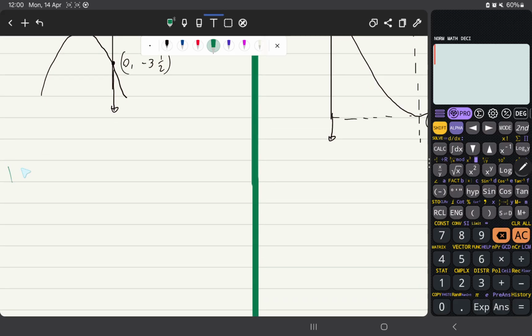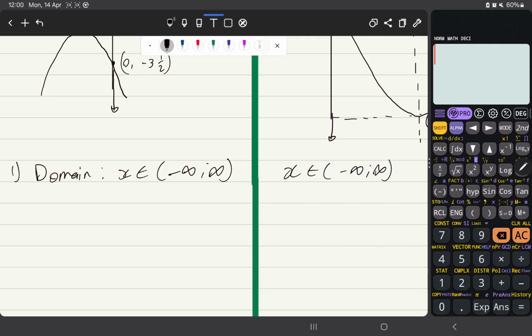So number one, we talk about the domain. The domain of a parabola is very easy, guys. It's negative infinity to positive infinity. You don't have to think about it. It's just very easy. And then as for the range, ne?